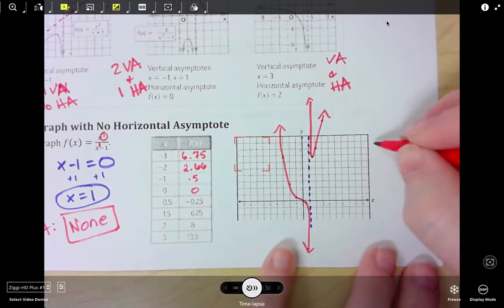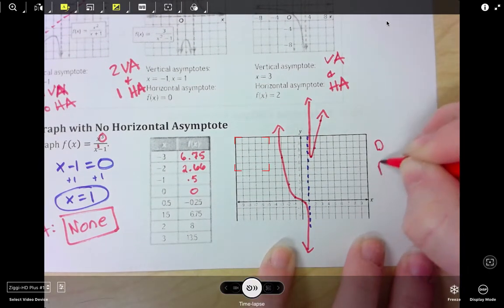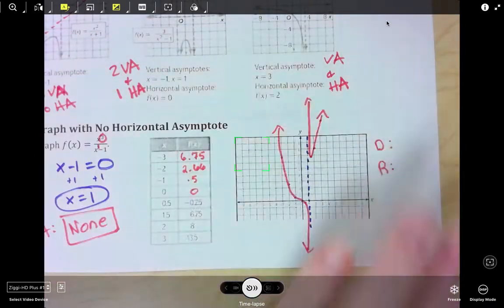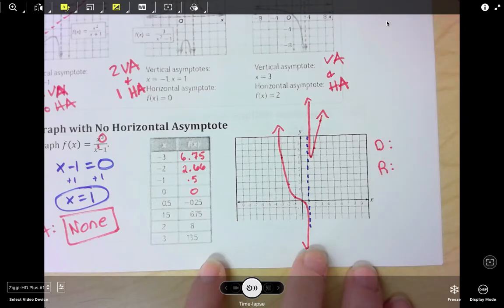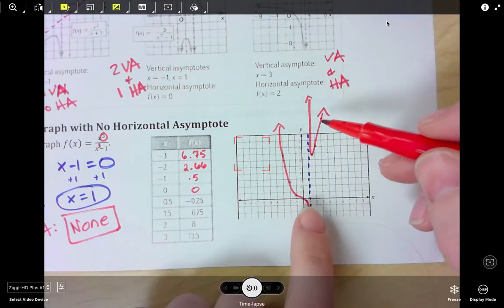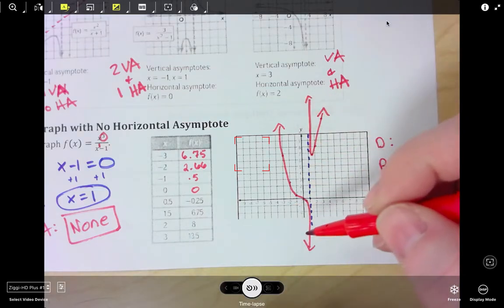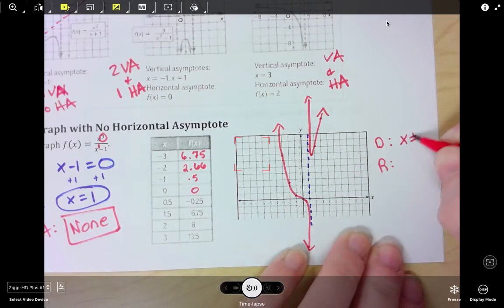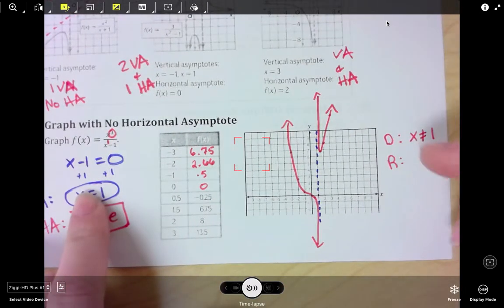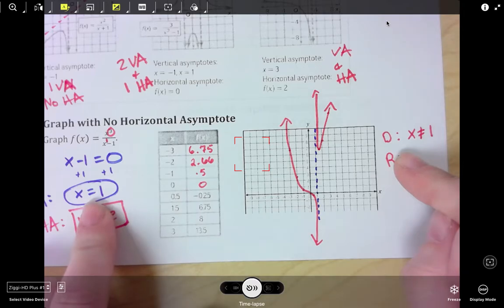If we would do domain and range on this guy, domain is left and right. He's going to forever and ever go to the right, and forever and ever go to the left because of these two guys. But he will not ever touch this middle line, so x will not be equal to 1. Whenever you have your vertical asymptote at 1, that means your domain is x cannot be equal to 1.